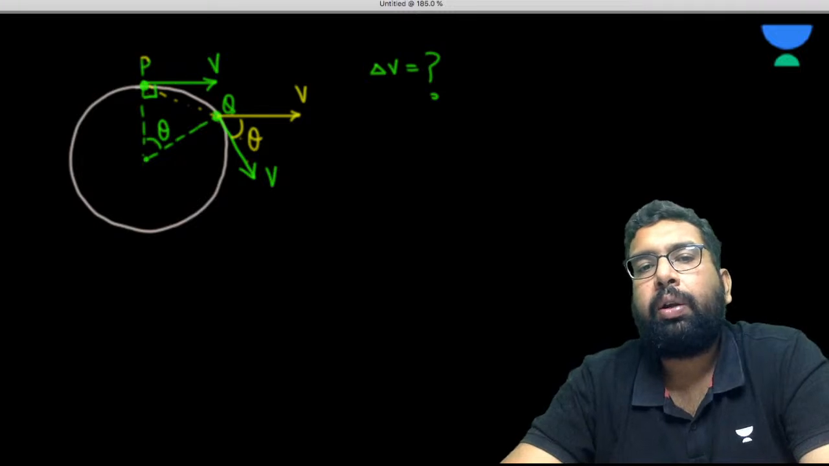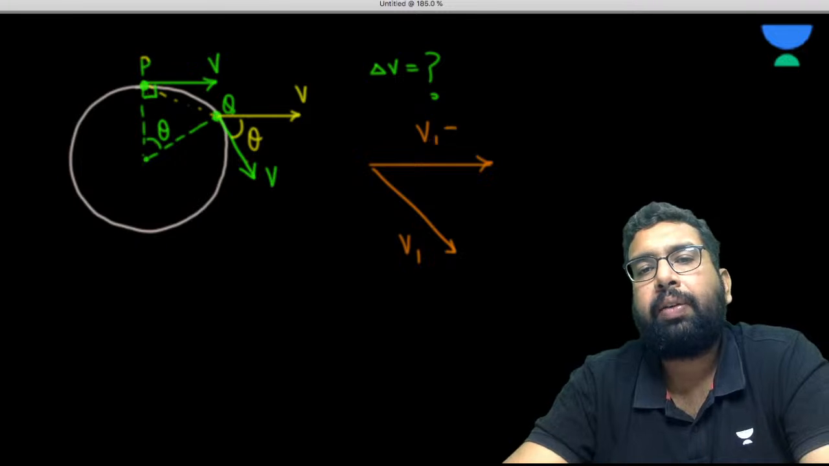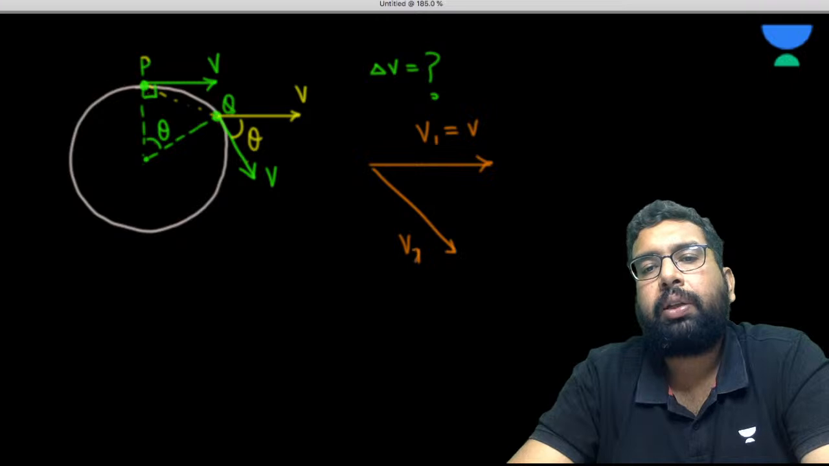Now see what we are going to do. So this is v, this is v. Let's come to this, I'll make it outside. This is v, this is v. Now what is v1? This is the v1 vector, its magnitude is v. And what is v2? This is the v2 vector, its magnitude is also v.